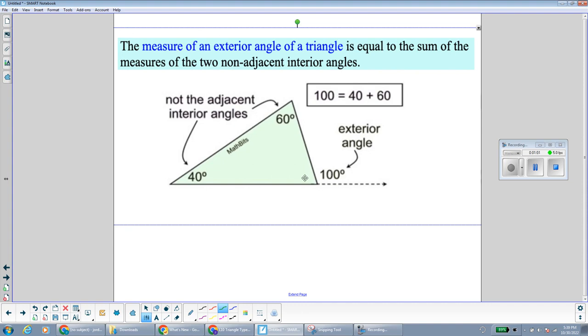So this angle right over here would be the adjacent interior angle to the exterior angle. The non-adjacent interior angles would be this one and this one. They are not touching the exterior angle. They are not right next to the exterior angle. Notice if I take the two non-adjacent interior angles and I add them, 60 plus 40 is 100. They are equal to the exterior angle when I add them together.